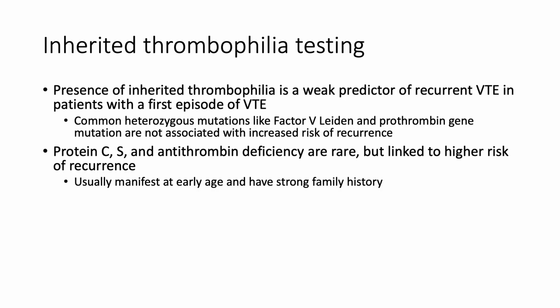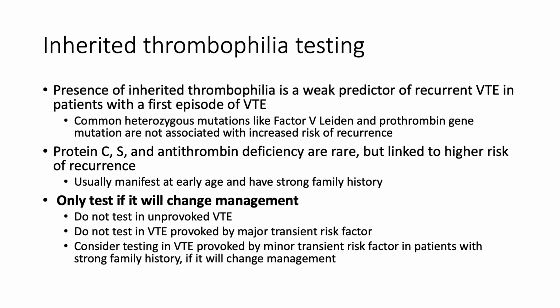One question that comes up a lot is whether we should test patients for inherited thrombophilias. So it turns out that the presence of an inherited thrombophilia is a pretty weak predictor of recurrent VTE in patients with the very first episode of VTE. And some mutations like factor V Leiden are pretty common and they're not associated with an increased risk of recurrence. Now, there are other inherited thrombophilias like protein C, protein S, and antithrombin deficiency that are associated with a high risk of recurrence, but they're pretty rare and they're usually going to manifest at an early age, and those patients will have a strong family history.